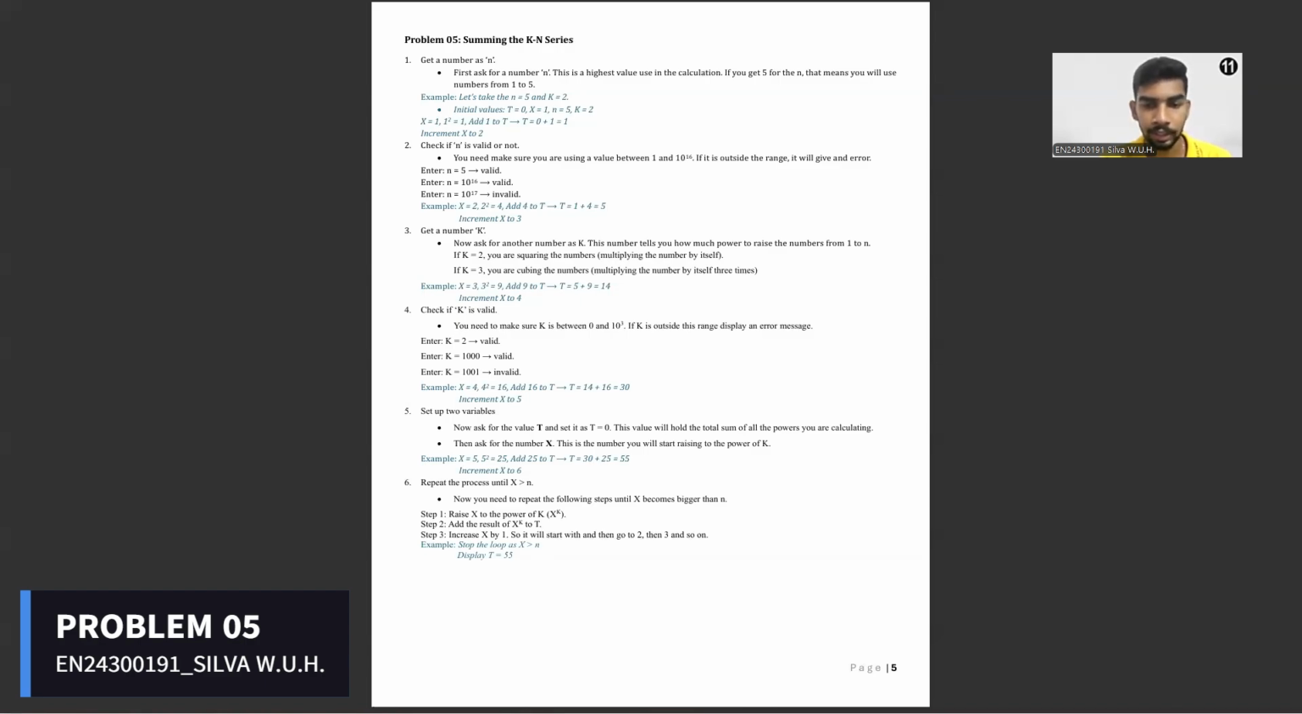For example, if n equals 5 and k equals 2, you calculate 1 squared plus 2 squared plus 3 squared plus 4 squared plus 5 squared, which equals 55. That's the answer.